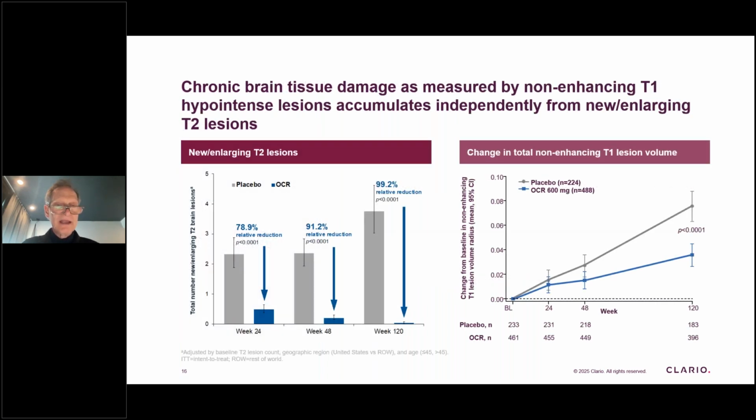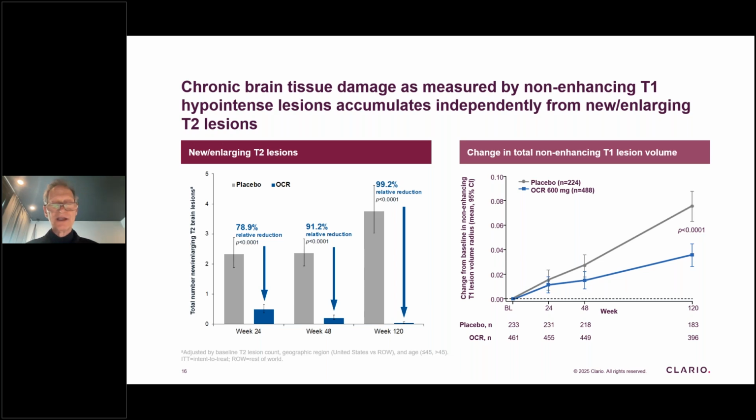One of the main candidates for this kind of pathology is ongoing focal inflammation in the brain despite the suppression of new focal inflammation. So here on the left, you see the suppression of new lesion formation, which is down by 99.2% 2 years after starting therapy with ocrelizumab, an anti-CD20 monoclonal antibody therapy.